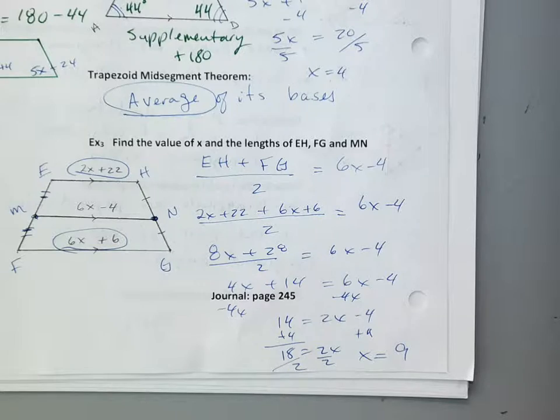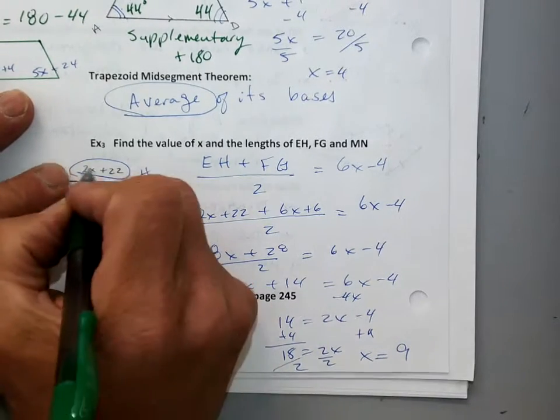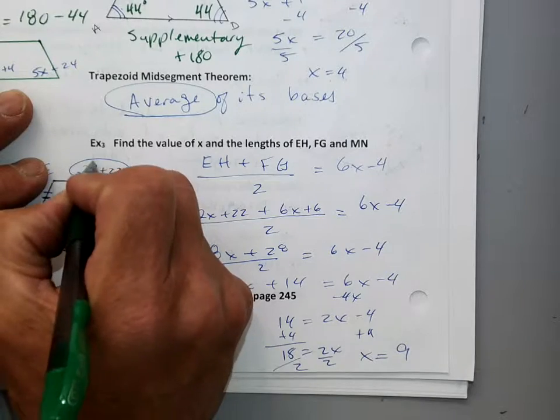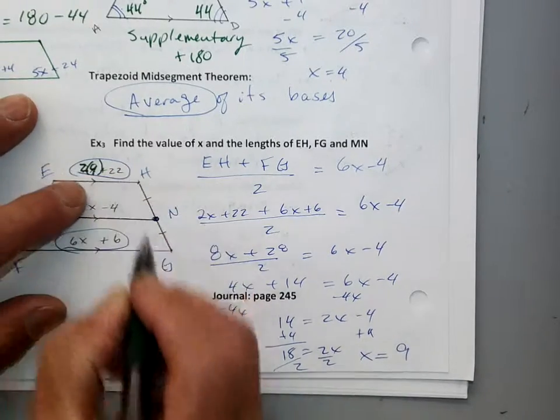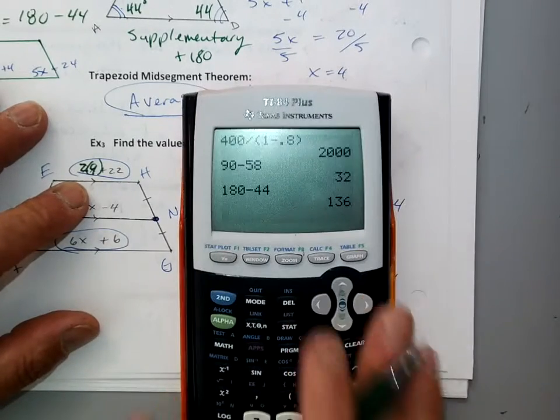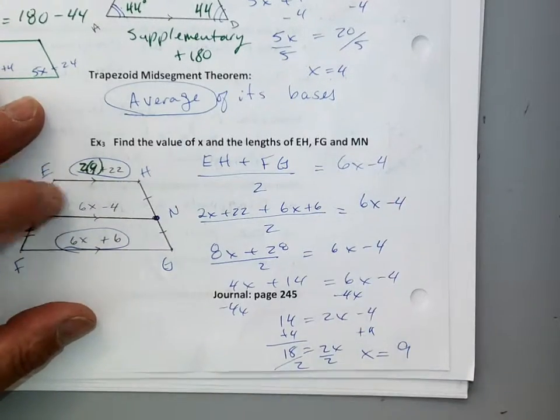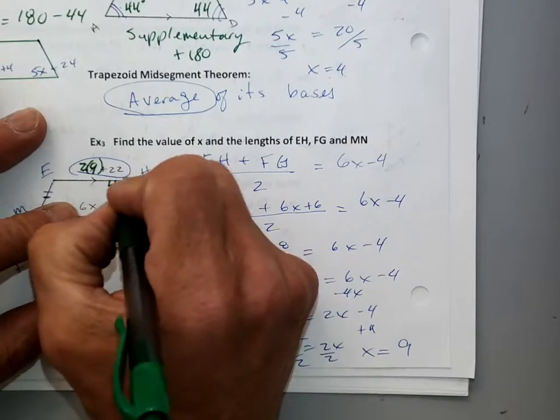That's only part of the answer, so let's plug that back in. If I plug 9 in here, 2 times 9 is 18. Okay, 18 plus 22 makes a grand total of 40. So this side is 40.